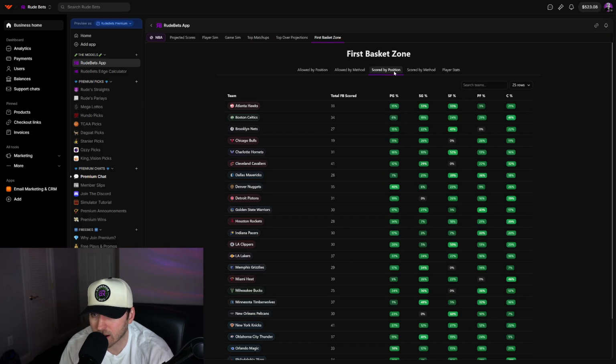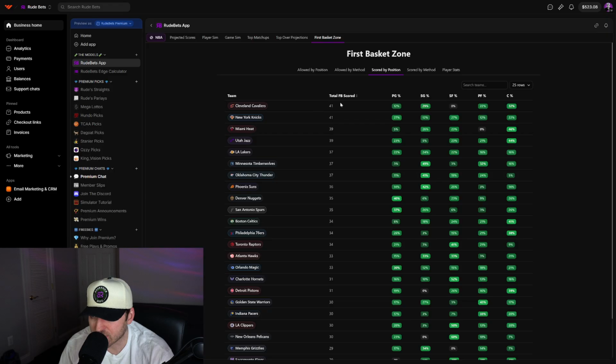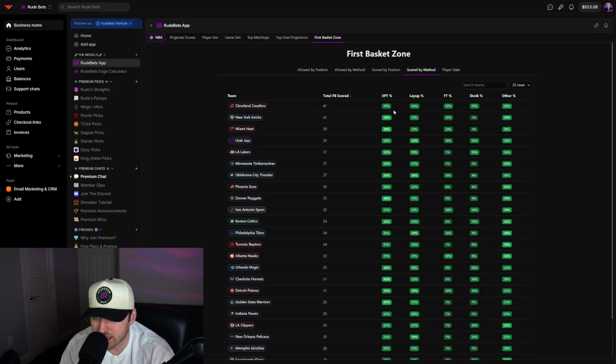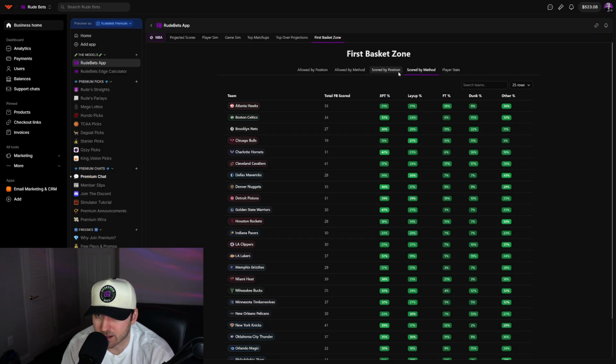And then the other 2 are how teams score. So most first baskets scored this year, it's pretty much the inverse of the allowed, right? Number 1 is Cavs, Knicks, and Heat, right? Those teams have scored the most first baskets this year. You can see what positions score the most. So center, obviously Jarrett Allen has a ton, so him and Donovan Mitchell score the most for them. And then score by method, you can see how these teams score their first baskets. So the Knicks score a lot of 3-pointers as their first basket. The Heat score a lot of 3-pointers as their first basket. So yeah, that's these 2 right here is how they score.